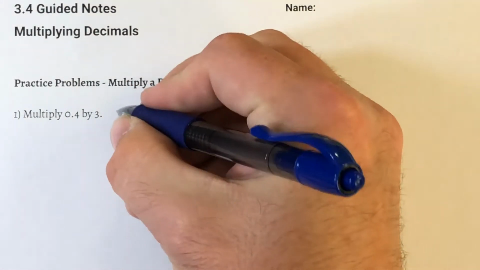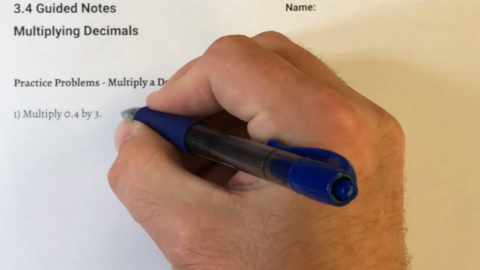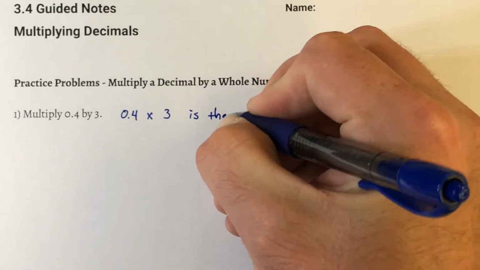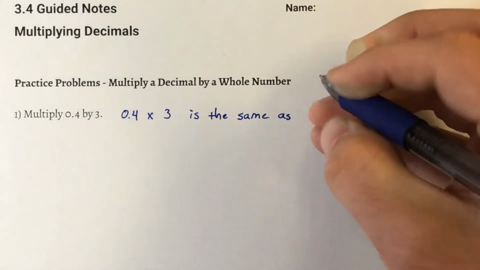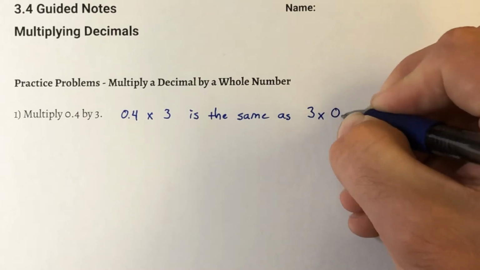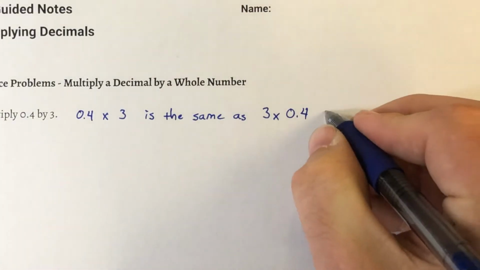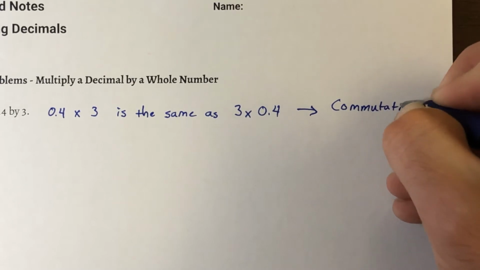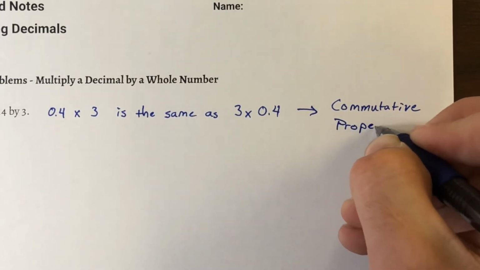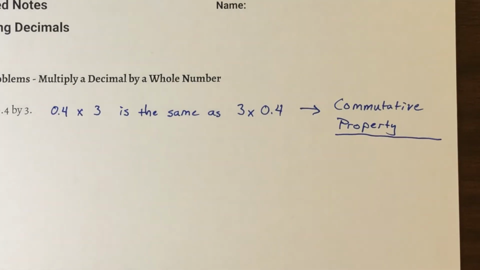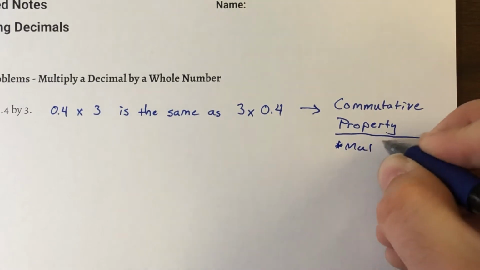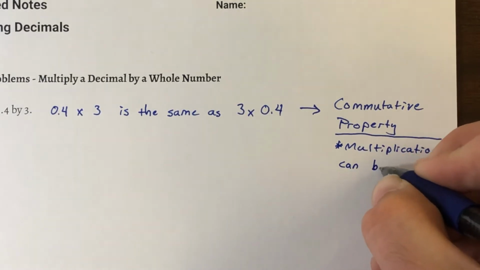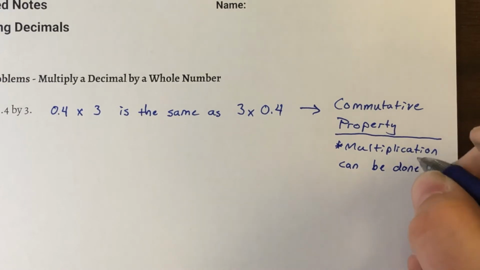Before we start that, we're going to note that when you multiply things, you can multiply in any order. So 0.4 times 3 is the same as 3 times 0.4. Now, why is it the same? Because of a property called the commutative property. The commutative property states that multiplication can be done in any order.